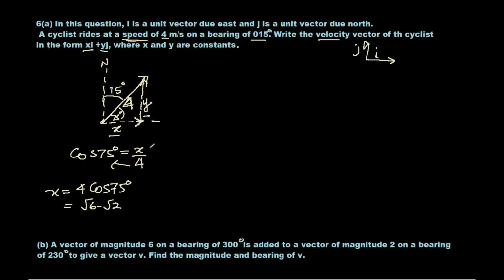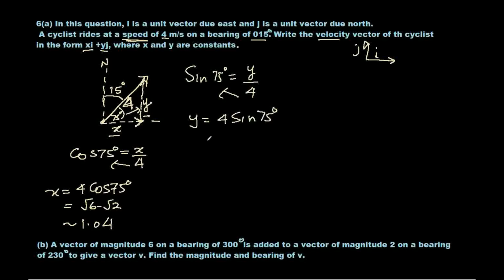And they have not specified whether we have to give exact or decimal. So we can convert it to decimal also. In decimal, it will be 1.035. So we can write 1.04. Let's talk about y. y is opposite to 75 degrees. So we will use sine 75 degrees equals opposite over hypotenuse. Cross multiply again. y becomes 4 sine 75 degrees. And just like the previous one, it will be square root 6 plus square root 2, or in decimals 3.86.